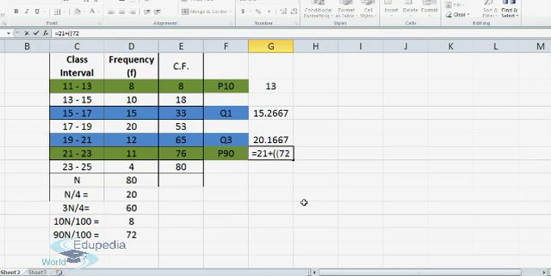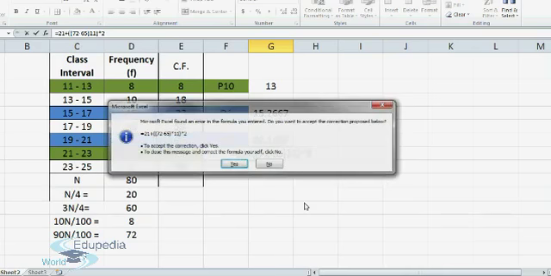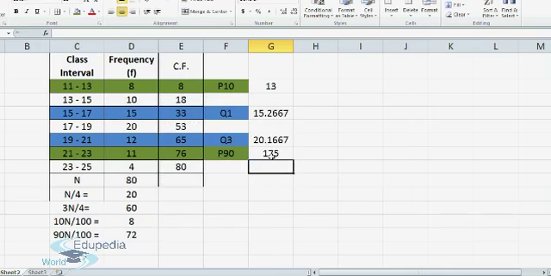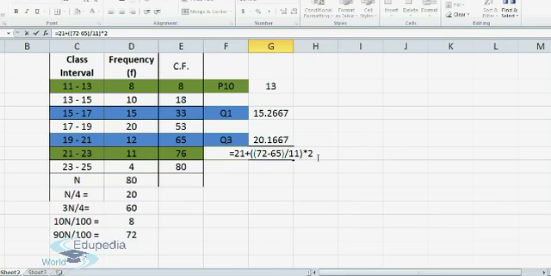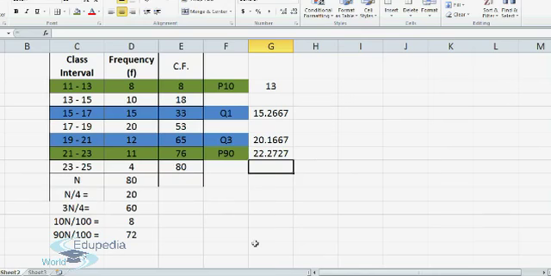And finally P90, the lower value is 21 plus 72 minus 65 divided by 11 multiplied by 2. Okay, there's something to check in the formula, just let me have a look. 21 plus 72 minus 65, this is not into, this is divided by 11 into 2. Yeah, so now it's 22.27.